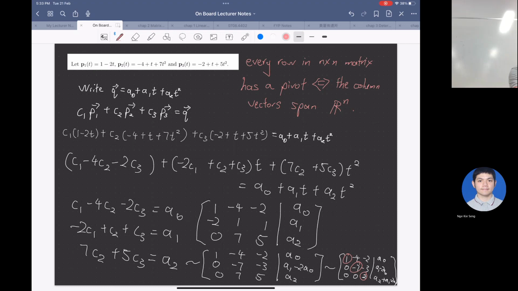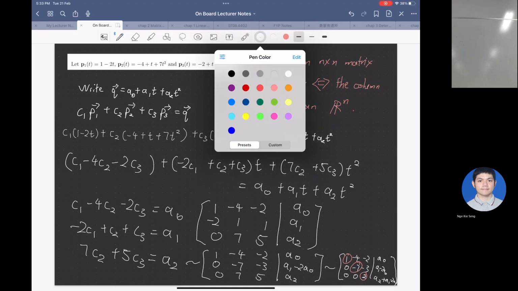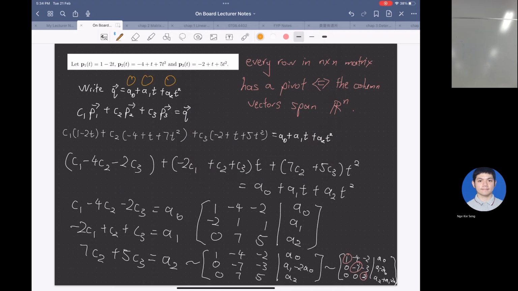Try imagining if you replace Q with the 0 vector. That means you change the right-hand side to 0, and you still do the same row reduction. So both questions can be reduced to one: just reduce the matrix you get and check the pivots. If every row has a pivot, then it spans. If every column has a pivot, then they are linearly independent. Satisfy both of them, and you get a basis.